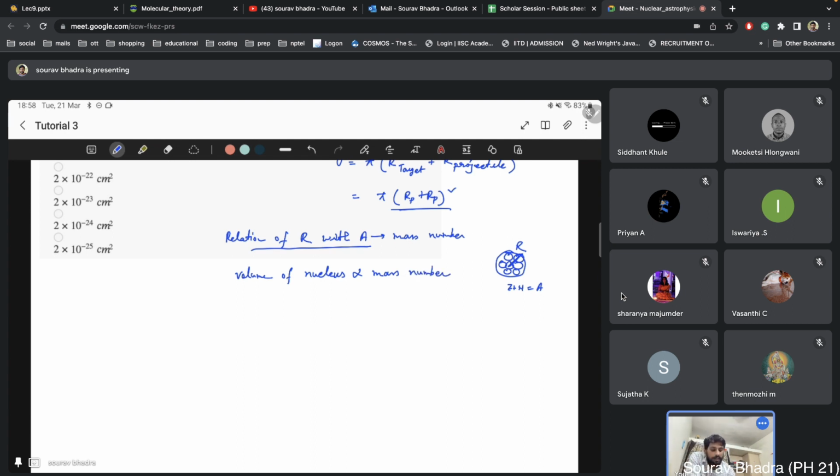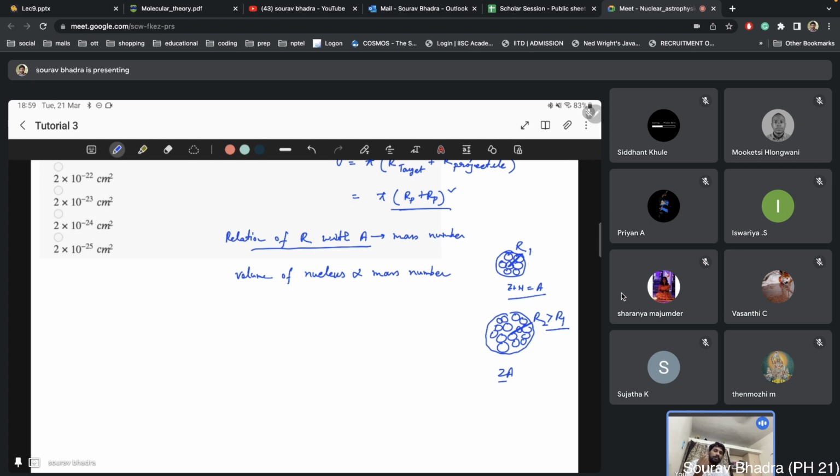Okay, that means if you have a higher mass number, suppose you have 2A instead of A in this nucleus, that 2A has to be accommodated in this particular nucleus. That's why the radius will be bigger. So if it is r1, this r2 will be bigger than r1, because now you have a large number of protons and neutrons, and the nucleus size will be bigger.